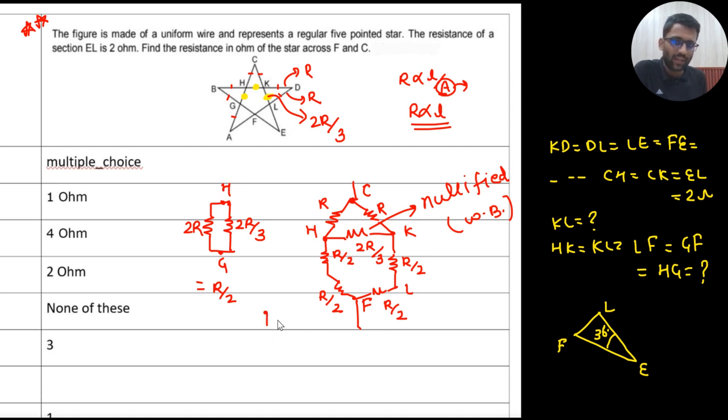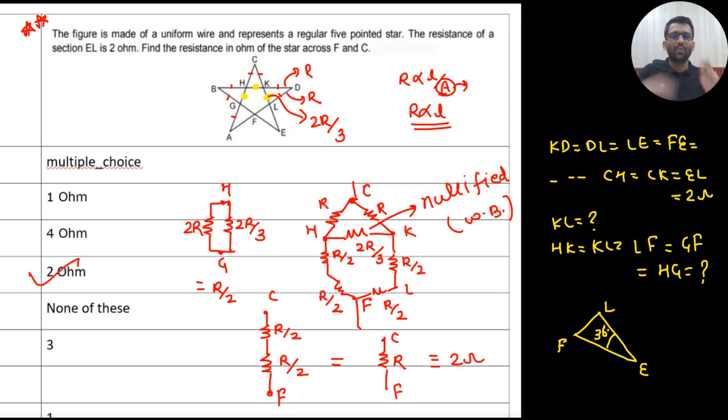Between C and F, what do you see? R parallel R, R by 2. Then this is R by 2, this is R by 2. In series it will become R only. R parallel R, R by 2. So between C and F, what do you get? Between C and F, you are getting R. So the answer will be 2 ohm.